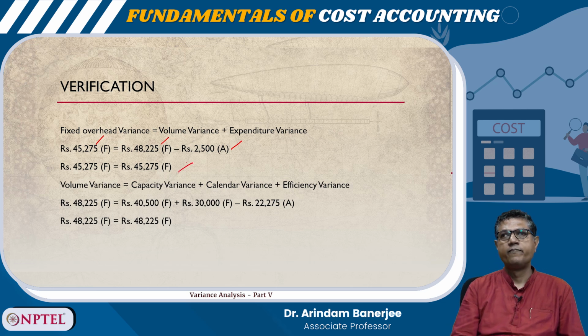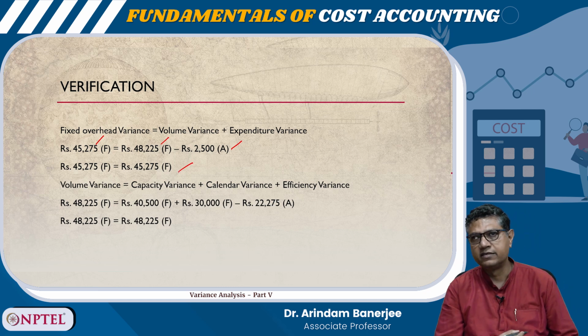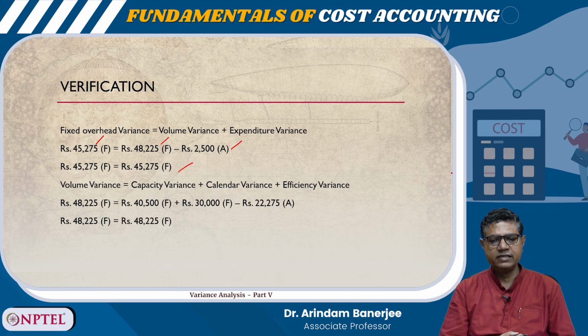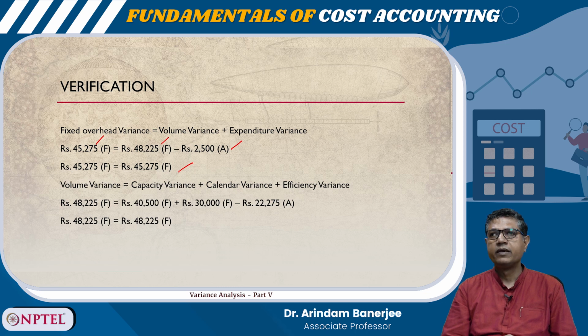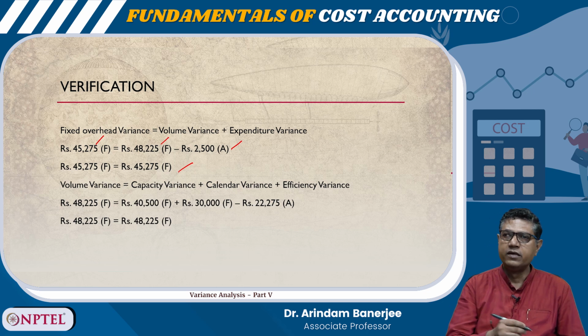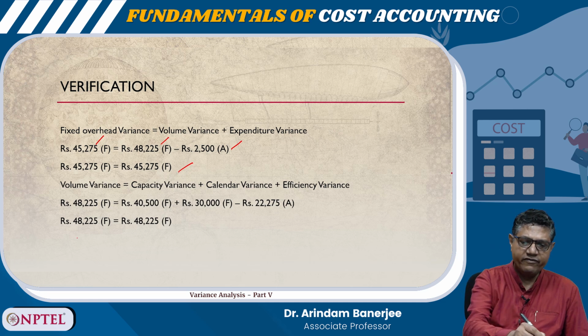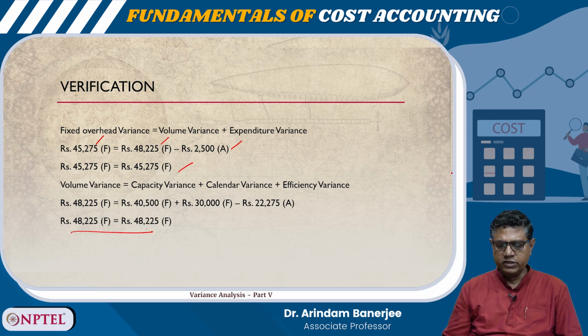So, it is verified. Then again, volume variance is equal to capacity variance plus calendar variance plus efficiency variance. We calculated volume variance as 48,225 favorable, capacity variance as 40,500 favorable, calendar variance 30,000 favorable, and efficiency variance 22,275 adverse, right. Now, if we equate the right hand side and the left hand side, you see both are equal. So, this shows that our calculations are correct.